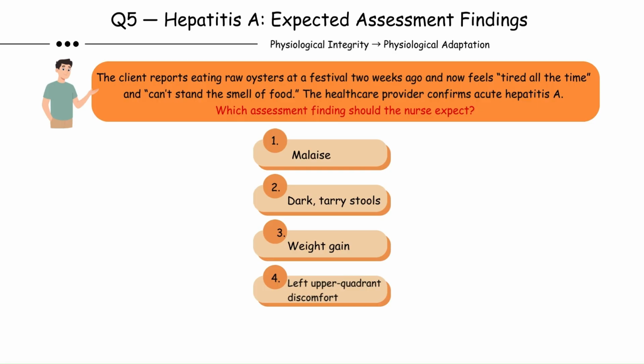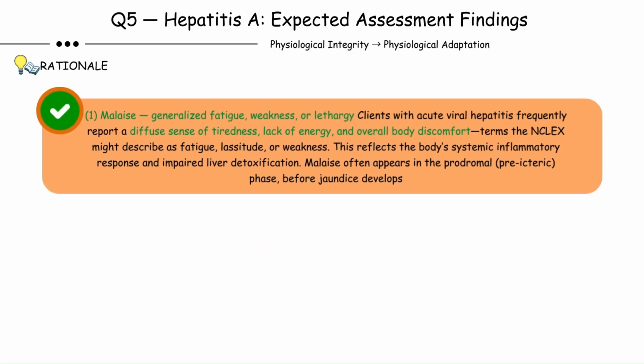The correct answer is option 1. Malaise. Let's look at the reasoning behind that choice. Malaise is a generalized feeling of weakness, tiredness, or low energy. Clients with acute hepatitis almost always describe this early in the disease. It appears in the prodromal or pre-icteric phase, even before jaundice occurs. So when a client with hepatitis says, "I feel worn out," that is completely expected. Now let's break down why the other options don't fit this condition.